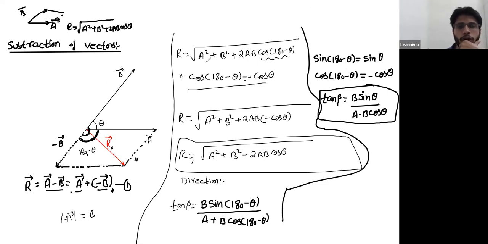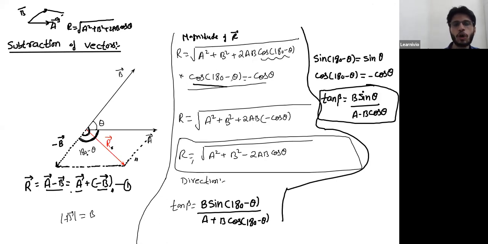So I use the usual parallelogram law. I'm just calculating the magnitude of the resultant vector R: A square plus B square plus 2AB cos of 180 minus theta. See, I'm not using minus B because that minus sign is in direction. The magnitude is never negative. So it's A square plus B square plus 2AB cos 180 minus theta.